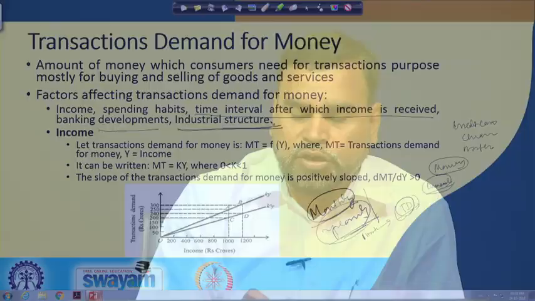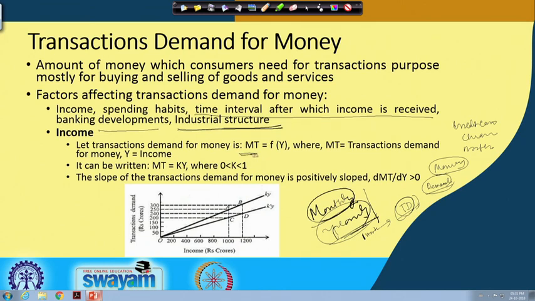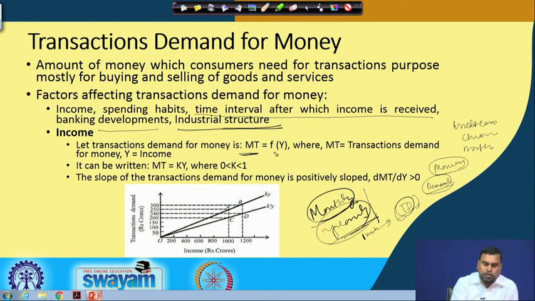If you see, we have denoted the transactions demand for money as MT, and this is a function of Y, where Y is the income. That means the transactions demand for money is directly proportional to Y. So, we can write MT = KY. This K is a kind of constant which gives you the slope. The slope of the transactions demand for money is dMT/dY, which is greater than 0.